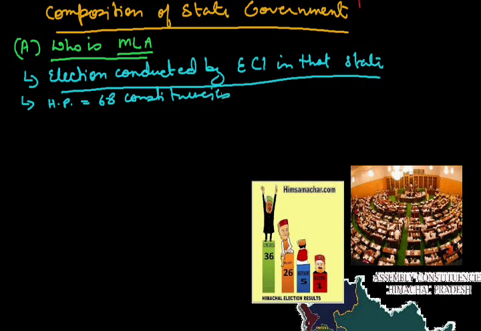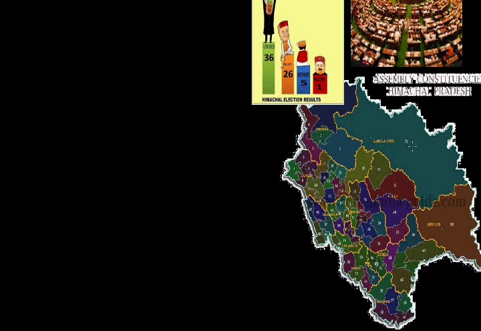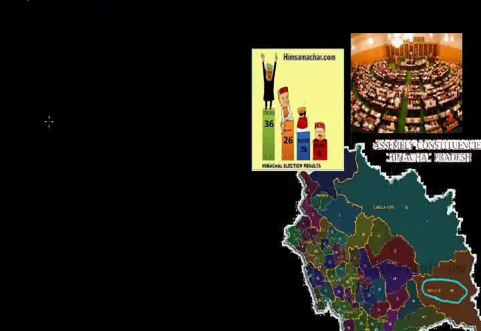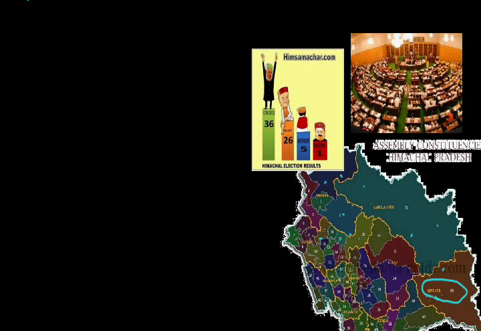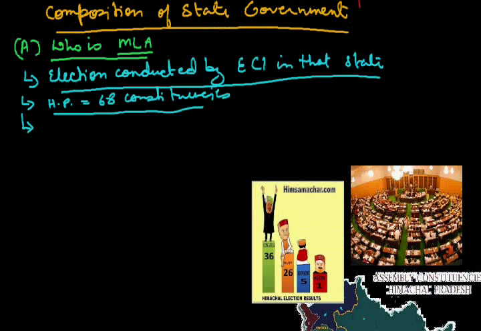constituencies. As you can see here in this map, Kinnaur is the 68th constituency of the state of Himachal Pradesh. Each member of different political parties stands in these elections in different constituencies. All parties and their members stand in these elections. When the elections are conducted, the person who gets the maximum number of votes wins.